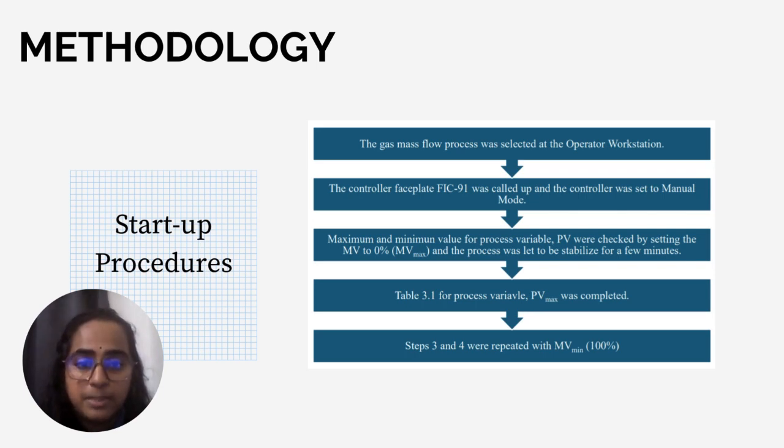Once the maximum and minimum value for the process variable is set, the PV will be checked by setting the MV to 0%, which is the MV max, and the process was left to stabilize for a few minutes. After that, table 3.1 for the PV max was completed. Then steps 3 to 4 were repeated with MV minimum 100%.